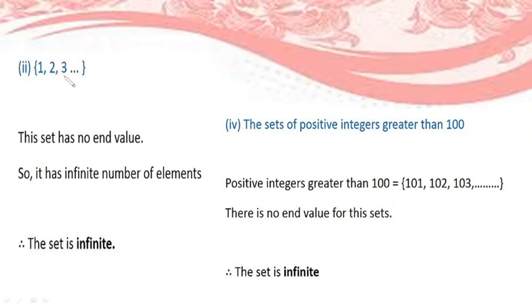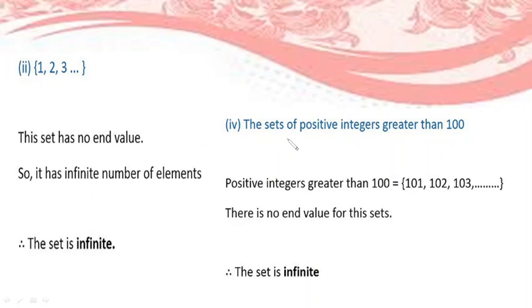Second part, 1, 2, 3 and so on. Can you count them? No, this is a set of infinite elements. This set has no end value. It is going on and on. So it has an infinite number of elements. It means this set is an infinite set.